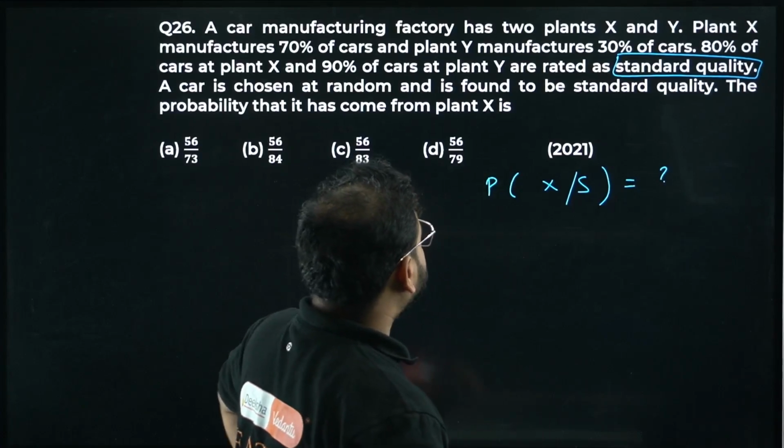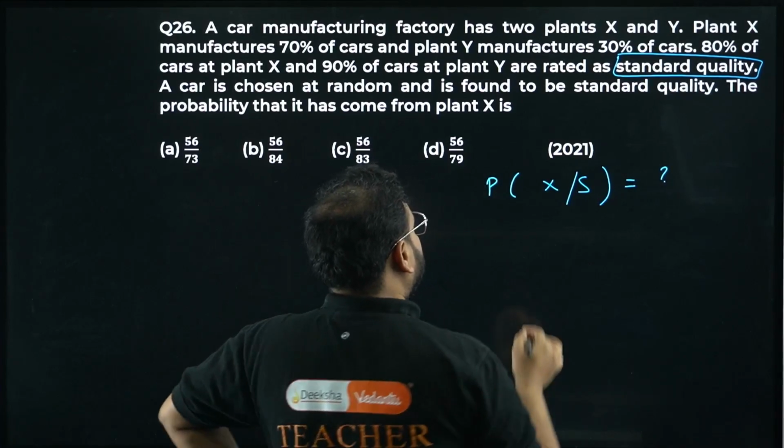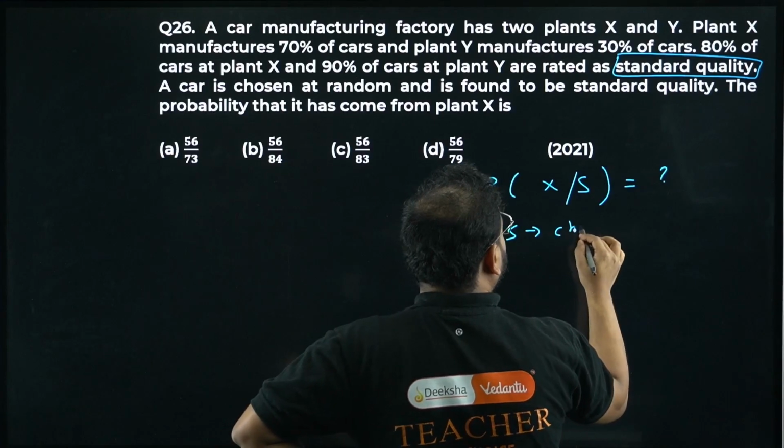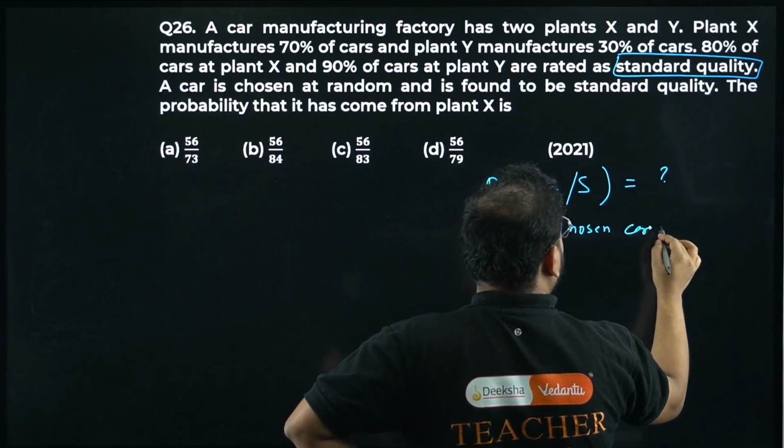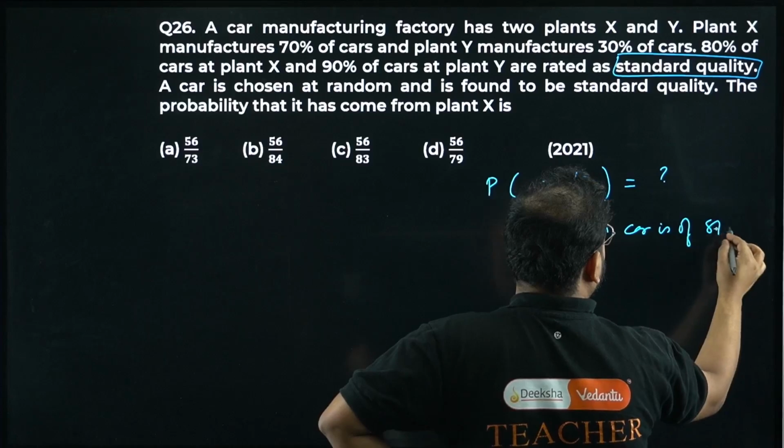Now understand this very carefully. S represents the chosen car. Chosen car is of standard quality.